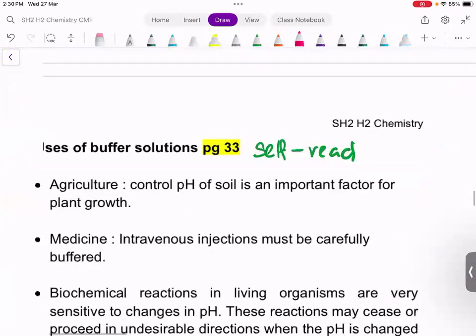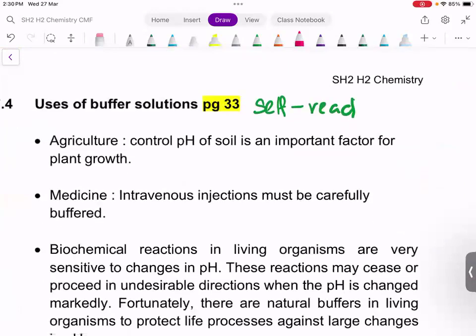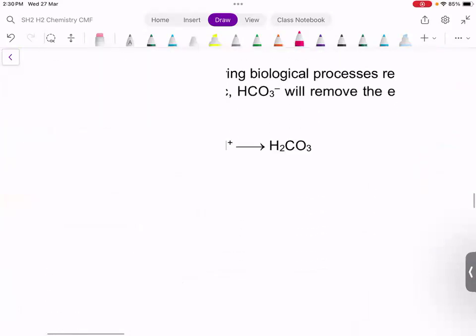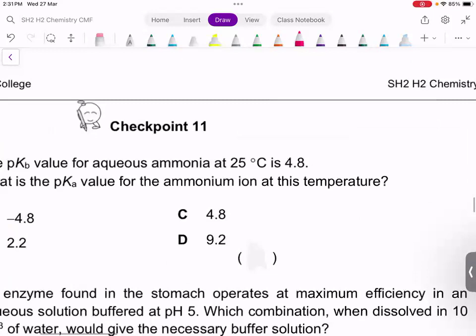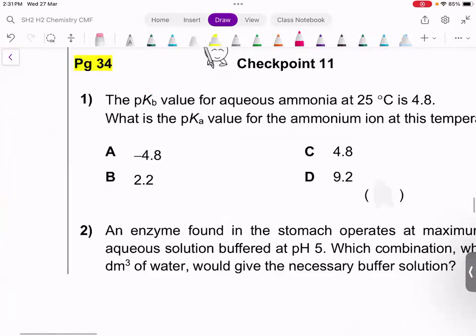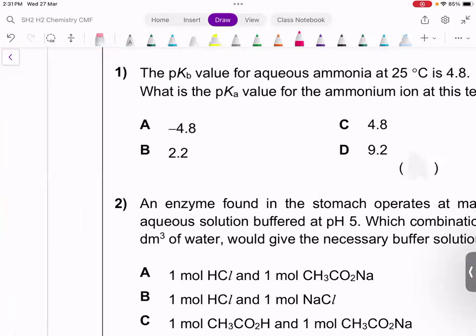Okay, so this part you can read on your own. Then please try your best to complete checkpoint 11 as your homework. Then I'll start the titration tomorrow. So today your homework is just checkpoint 11. 3 questions. Can?